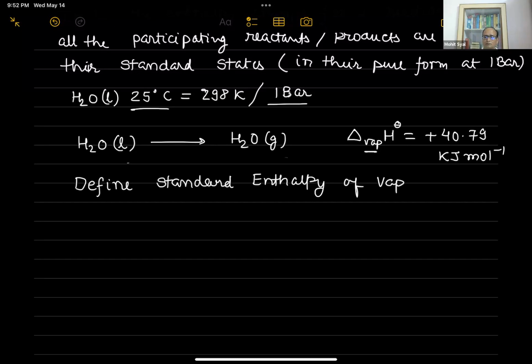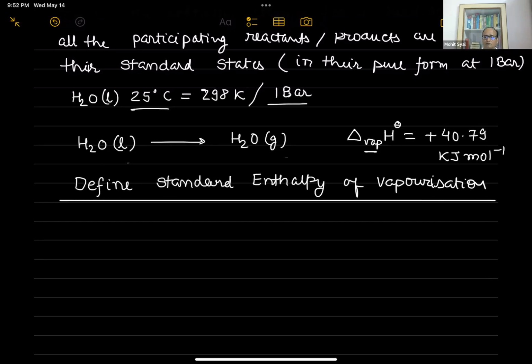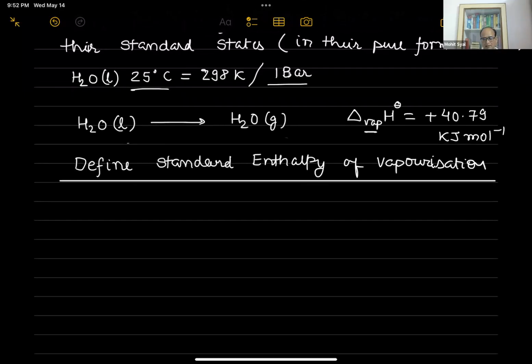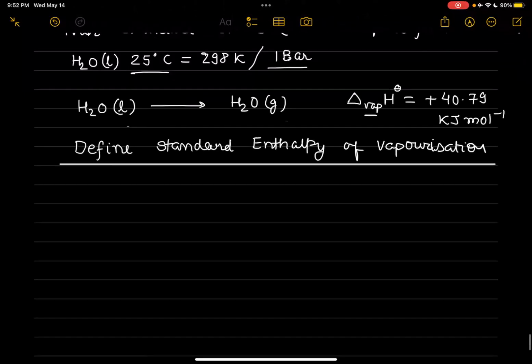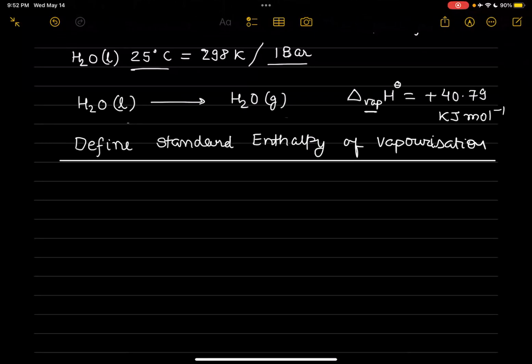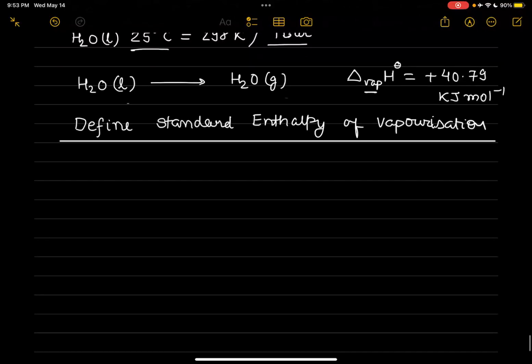It is the change in heat. The boiling point to when it starts to evaporate. Yeah. It is the amount of heat required to vaporize 1 mole of liquid at a constant temperature and pressure of 1 bar and 298 Kelvin. Okay, got it?